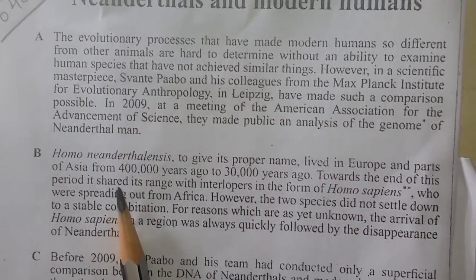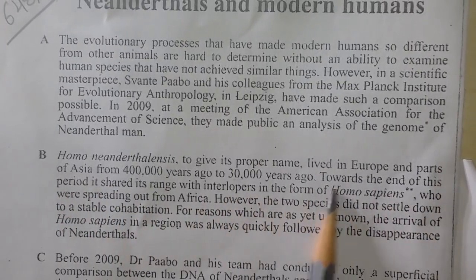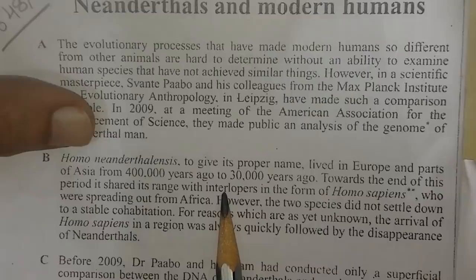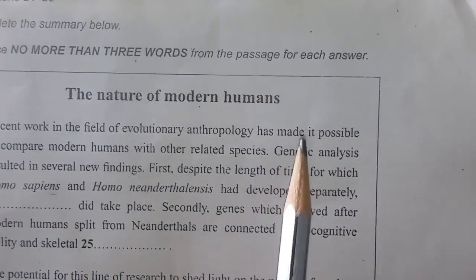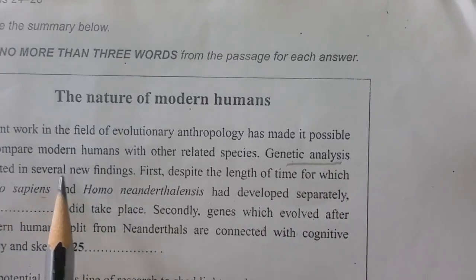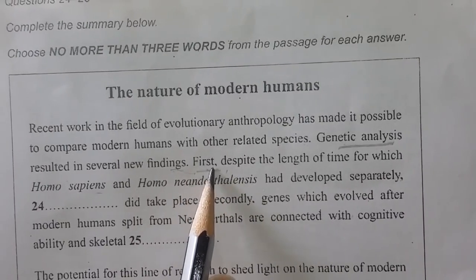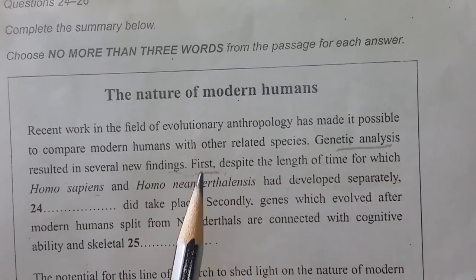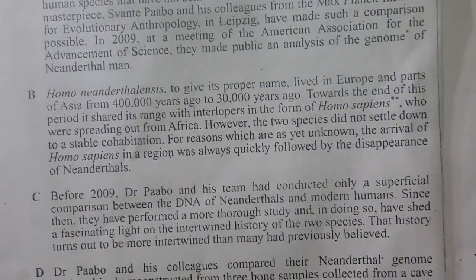Now, I am in para number B. Fine. You can check please. And I am trying to find one word here which I have got from this blank. That is, genetic analysis resulted in several new findings. Right, first. So what is the first here? I will find this word, then the counting first word. If I find this, naturally I will get my answer.